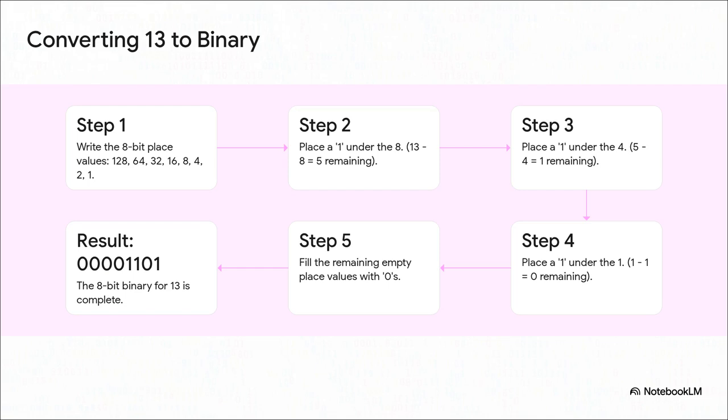To make 13, you just ask yourself, can I fit a 128 in there? Nope. A 64? No. Keep going. An 8? Yes. So pop a 1 there, and we've got 5 left over. Now we need to make 5. A 4 fits, right? So we put a 1 there, and we've got 1 left over. Finally, put a 1 in the ones column. Fill in all the other gaps with zeros, and boom, there you have it. 00001101. That's 13 in binary.